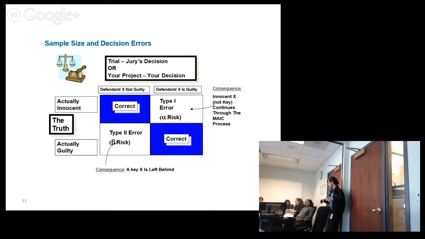So in the criminal justice system, what's alpha like? Really small, right? Because we want to make sure that risk almost never happens. We don't want to put an innocent person in jail. Everyone cool with that? So alpha risk is the risk of putting an innocent defendant in jail, and we want that value to be really, really small.